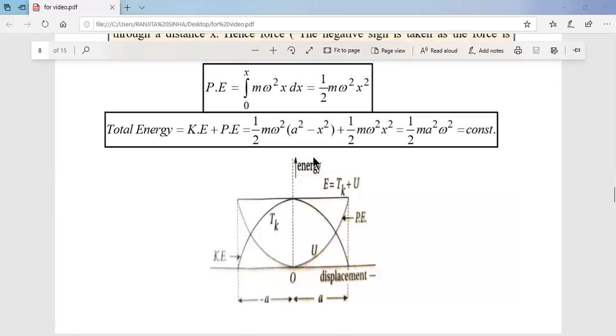Now here is the graph. Potential energy equals half m omega square x square. So at x equal to 0, at the mean position, the potential energy is 0. So this is the curve for the potential energy. But for kinetic energy, at x equal to 0, kinetic energy is maximum. So this is the kinetic energy curve. This is maximum, and at x equal to plus or minus a, kinetic energy is 0. So here it is 0 and here it is 0. So this is the kinetic energy and potential energy graph with displacement.